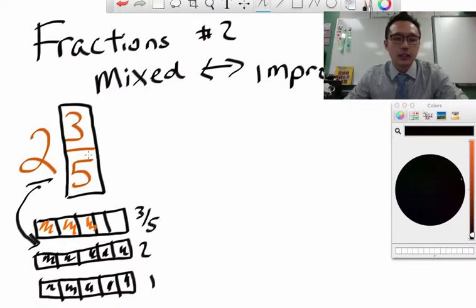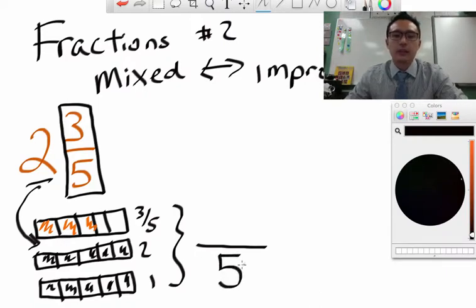How do we change this into an improper fraction? Well, if you look at this drawing, you can see that each chocolate bar can be divided into 5 pieces. So that automatically is your denominator. And since an improper fraction means that you have more in the numerator, you're going to count the total number of little pieces. So that's 1, 2, 3, 4, 5, 6, 7, 8, 9, 10, 11, 12, 13. So your numerator is 13.